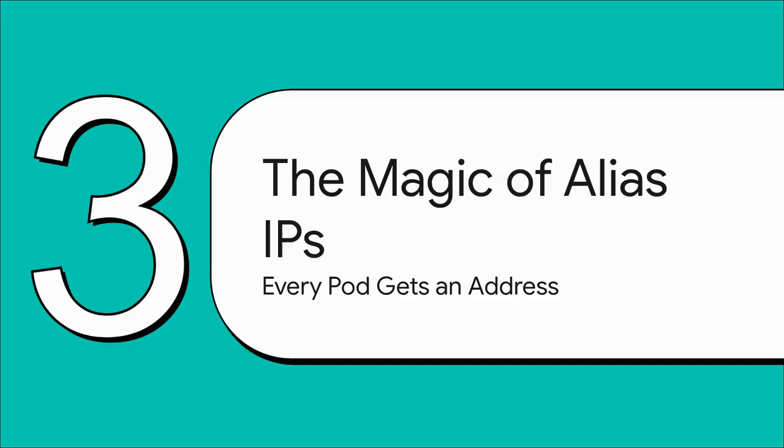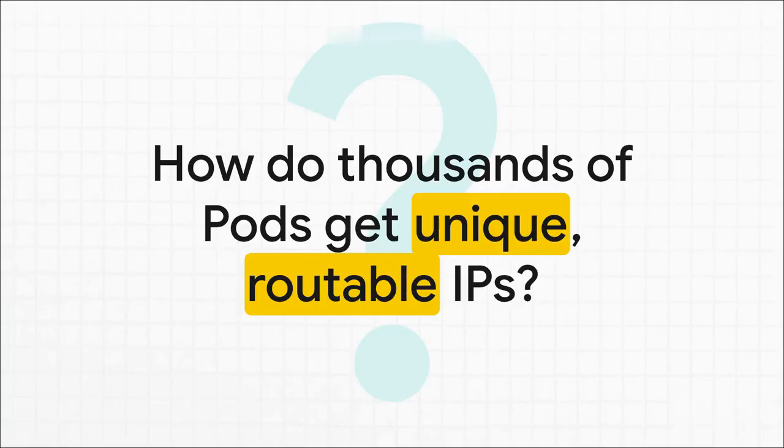Okay, so this leads to a super interesting problem, right? If you've got potentially hundreds of these apartments, these pods, crammed inside each building or node, how on earth do they all get a unique, real address so they can talk to each other? I mean, think about it. This is a huge challenge. In the old days, you'd be stuck with clunky workarounds like network address translation, or NAT, which is slow and a total nightmare to debug. But GKE's solution? Wow, it is incredibly elegant.